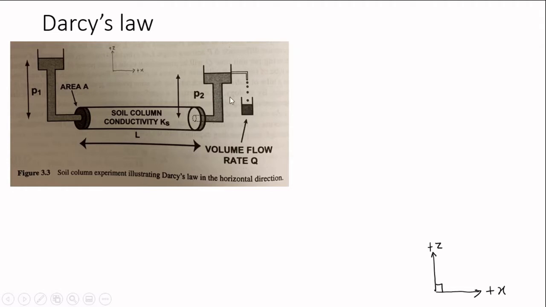Okay, and the water exiting at the right side. Okay, so the reservoir on the left side is being raised to P1, and the reservoir on the right side is being lowered to a height of P2. So P1 is actually greater than P2, so the water will flow from left to right. Okay, and this soil column has a cross-sectional area of A. Cross-sectional area basically means luas kelatan rentas.